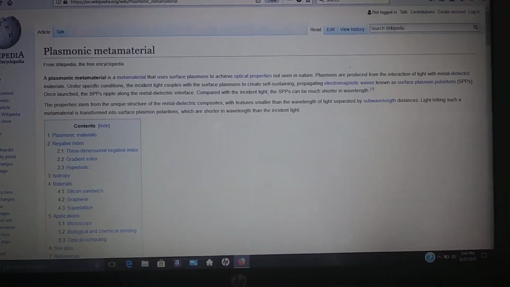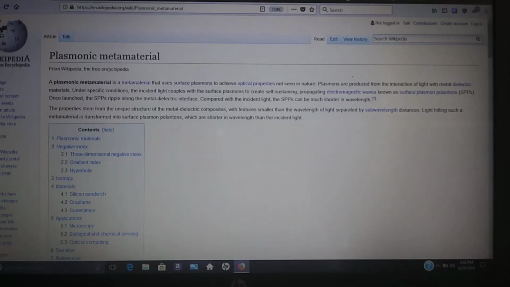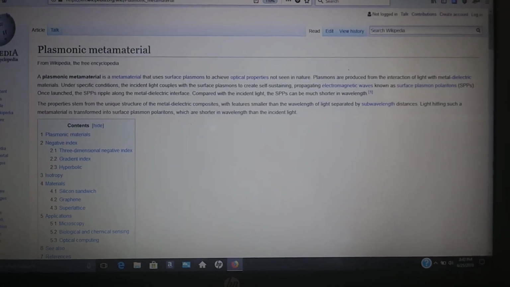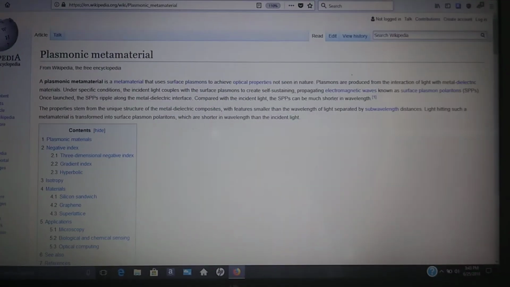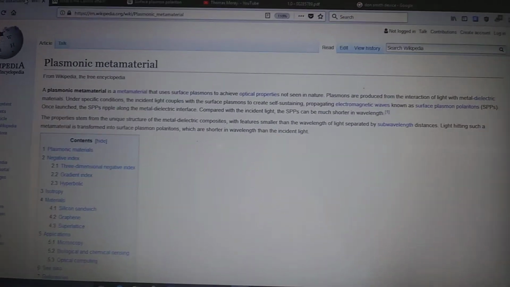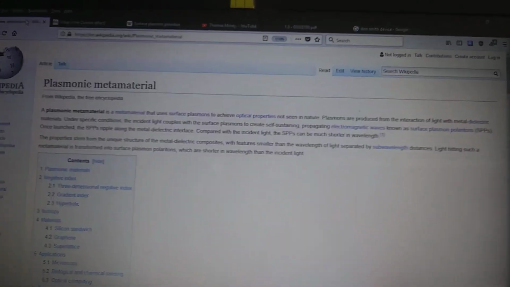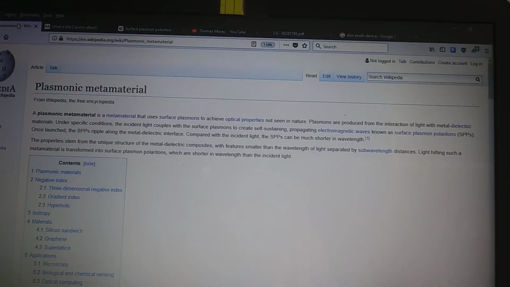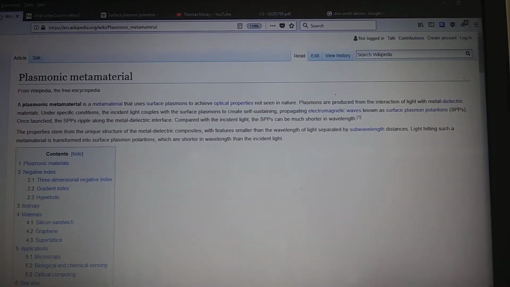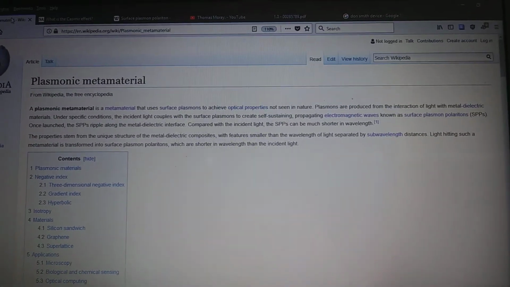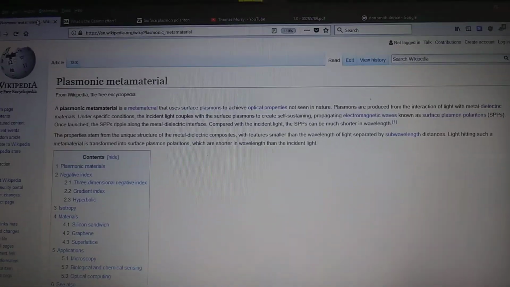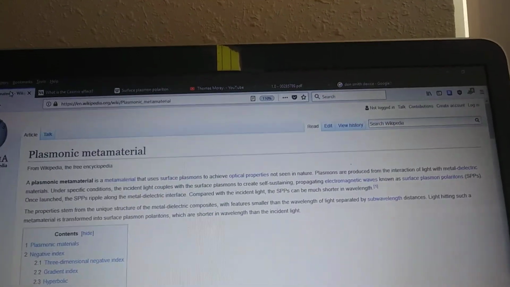According to Wikipedia, a plasmonic metamaterial is a metamaterial that uses surface plasmons to achieve optical properties not seen in nature. Plasmons are produced from the interaction of light with metal dielectric materials. So that's a capacitor. A metal in a dielectric layer is a capacitor when you add another plate to the other side of that dielectric. So in and of itself, one plate and one layer of dielectric is a plasmonic metamaterial.